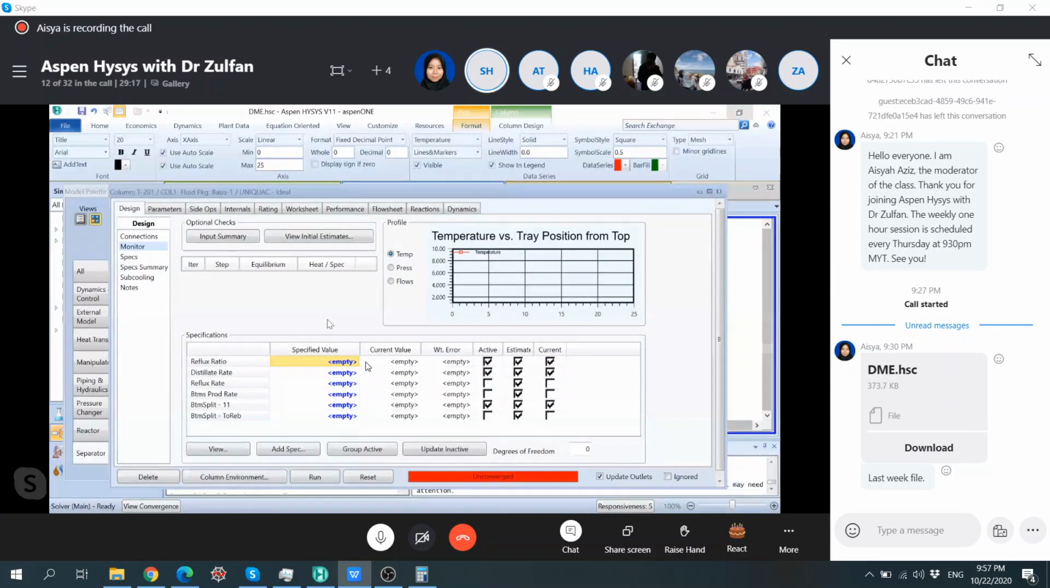So the specifications, you can see at the bottom. We have reflux ratio, distillate rate, reflux rate, bottom product rate, or whatever. And on the right, there are 3 items: active, estimate, and current. Reflux ratio is active, distillate rate is also active, and the bottom split is active. I don't know what that is, but in any case, if we tick 3, that means they are active. In this case, you can also see the degrees of freedom. It's 0.